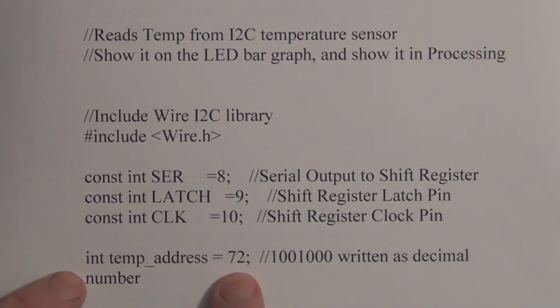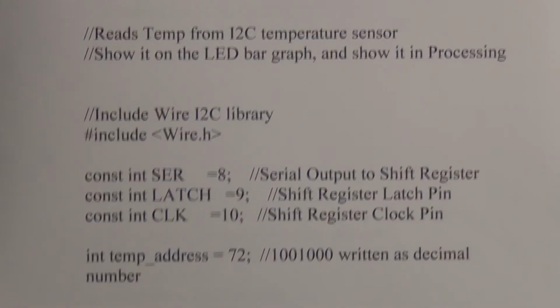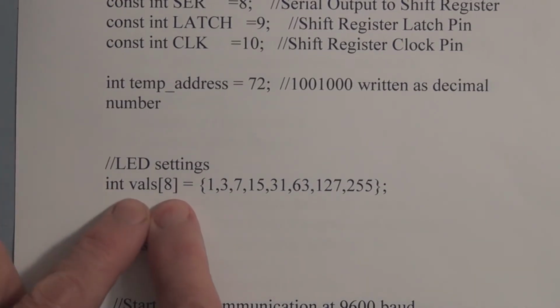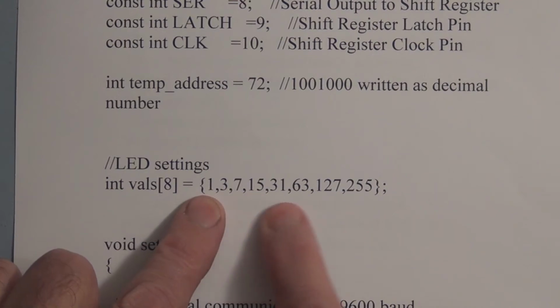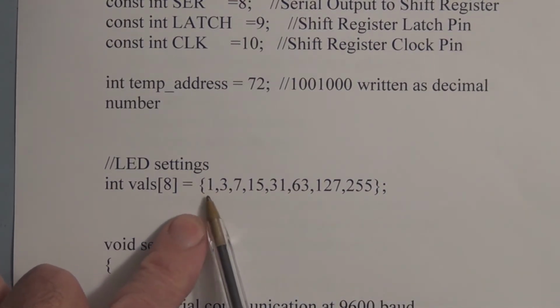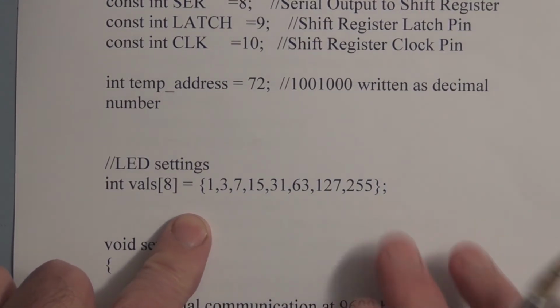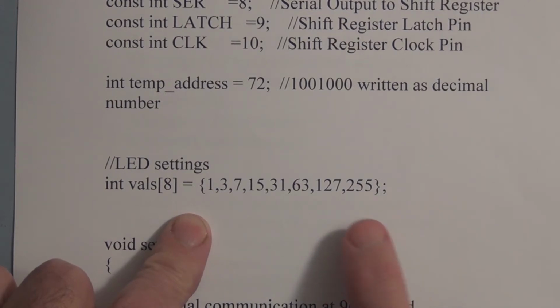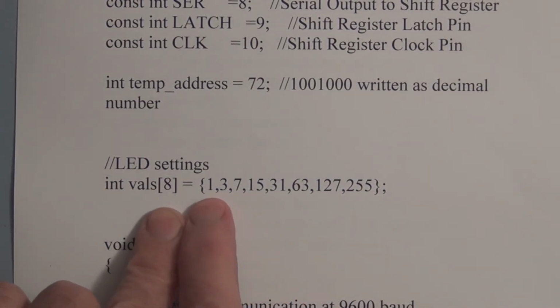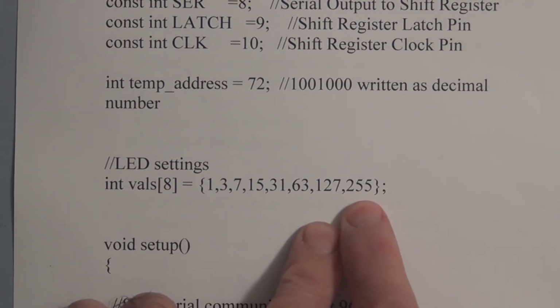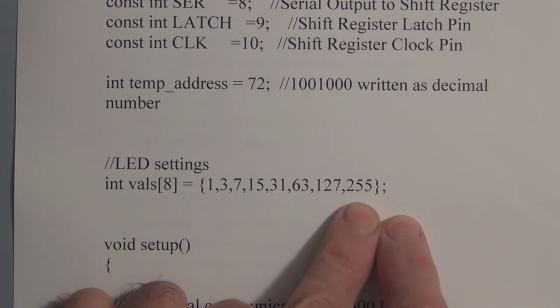And from the last sketch, we know that the temperature sensor has an address of 72 for the particular one that I have. So here we set up the array. It's going to have 8 elements, and these are the elements in the array. Now remember, depending on which one of these elements we use, you get the progression of the LEDs on the LED bar lighting up. So at one extreme we have one LED, and at the other end we'll have all the LEDs on, because 255 in binary is 8 ones.